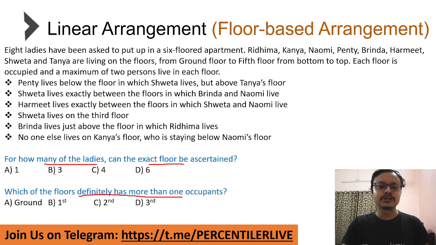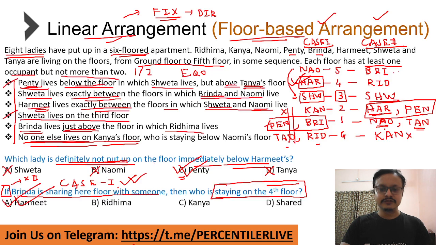Let's move on to the third question in the set. The third one is saying for how many of the ladies can the exact floor be asserted? If we look here, on none of the floors can we say exactly the person except for the 3rd floor. 5th floor, it can be either Naomi or Brinda, so nothing uniquely can be said. 4th floor can be either Harmeet or Riddhima, again nothing unique. 3rd floor is definitely going to be Shweta. 2nd floor can be Kanya, can be Harmeet, can be Penty. So it can be again any one of them.